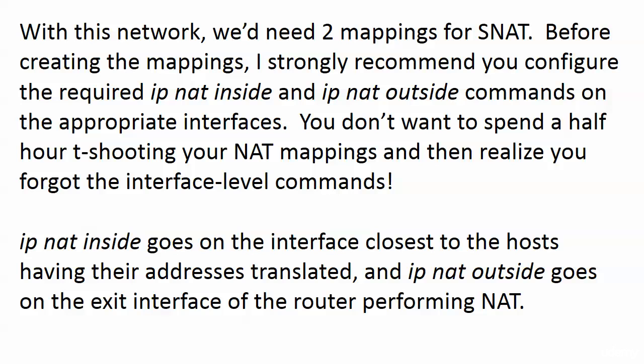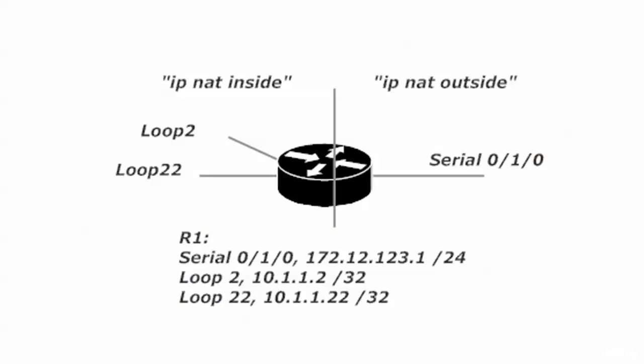IP NAT inside goes on the interface or interfaces closest to the hosts that are having their addresses translated. IP NAT outside goes on the exit interface of the router performing NAT. So that's what we'll work with here. We're going to put IP NAT inside on our two loopbacks and IP NAT outside on the serial interface.